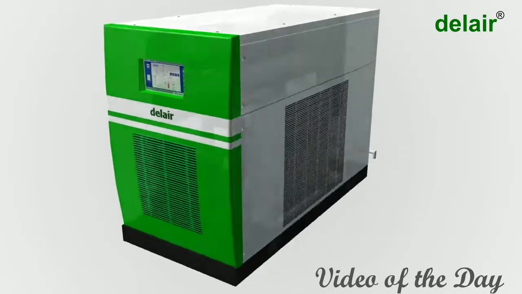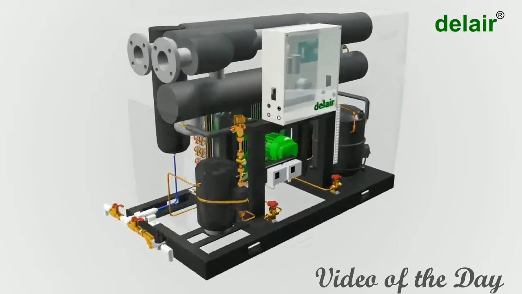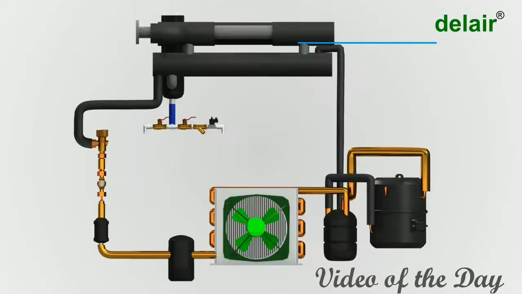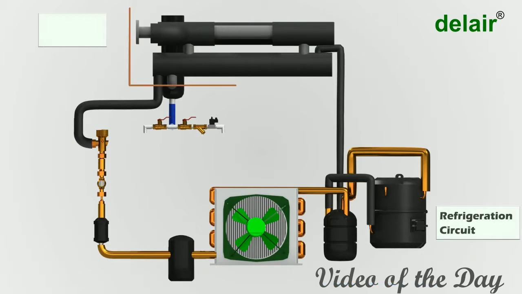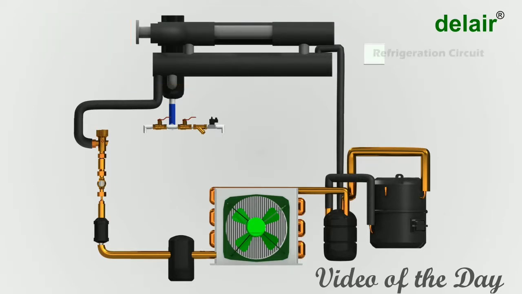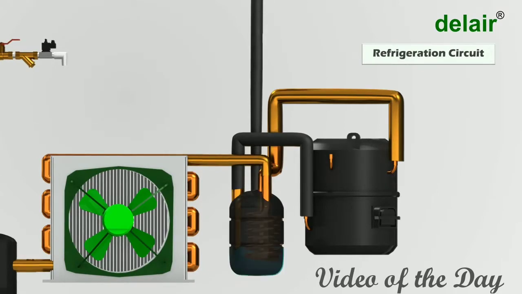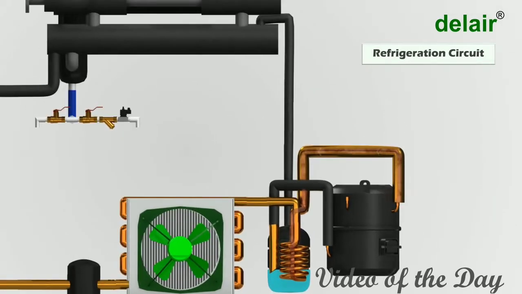Delair refrigeration type dryer operates on the method of cooling the air to near freezing point to remove the moisture. The refrigeration dryer consists of two circuits: refrigeration circuit and compressed air circuit. In the refrigeration circuit, the compressor pumps refrigerant gas into the volume liquid accumulator, where this hot refrigerant gas transfers its heat to cold refrigerant, which is coming in liquid form from the air-to-refrigerant heat exchanger.